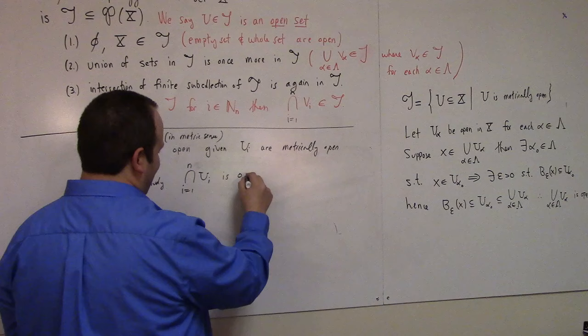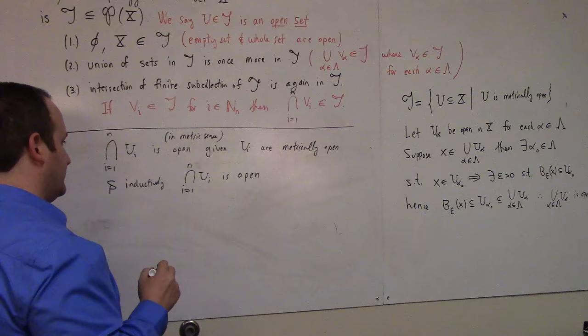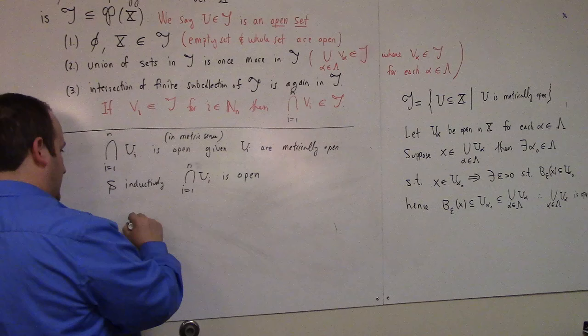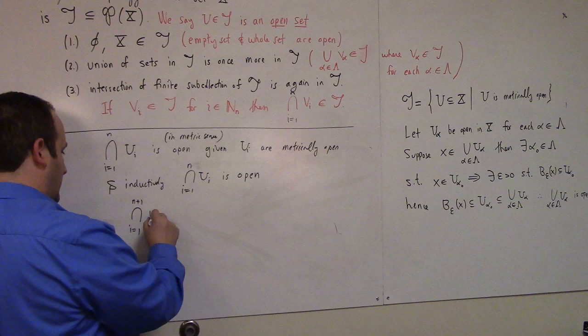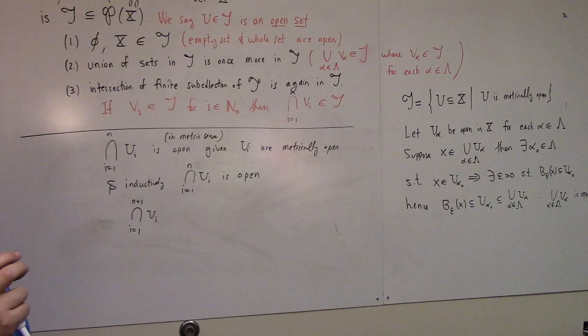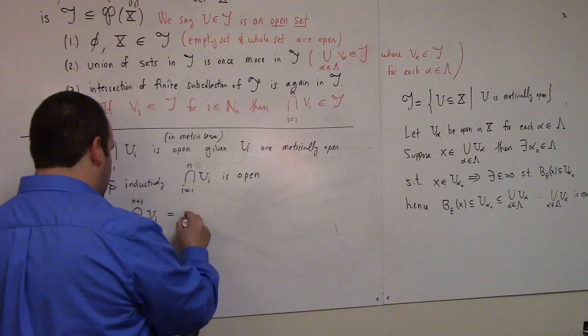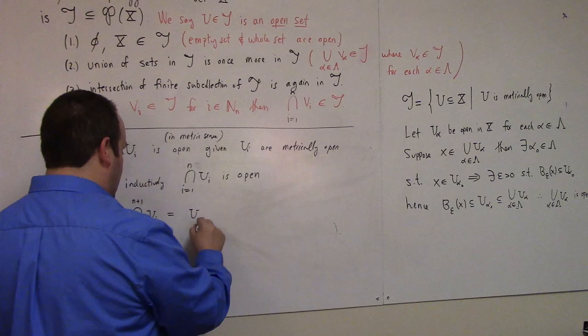Let's hear. The intersection i equals 1 to n of u sub i is open. Then what I need to look at, given that these are open sets, is the intersection i equals 1 to n plus 1 of u sub i. I really should assume it's open for any selection of n open sets in the metric topology, right? And then if I look at n plus 1, of course I can break that intersection into two. This is a property of intersections, which is one of those things that we have skipped over.